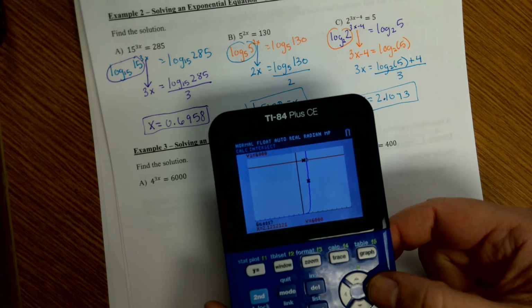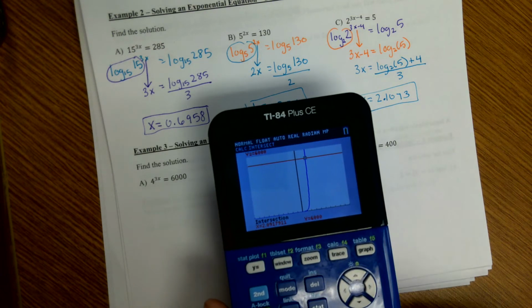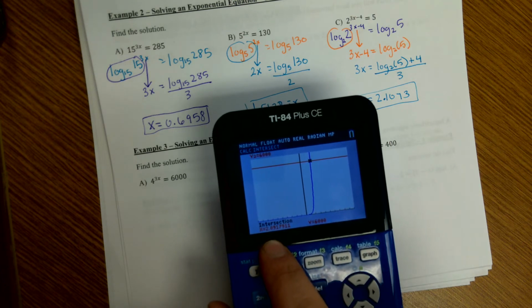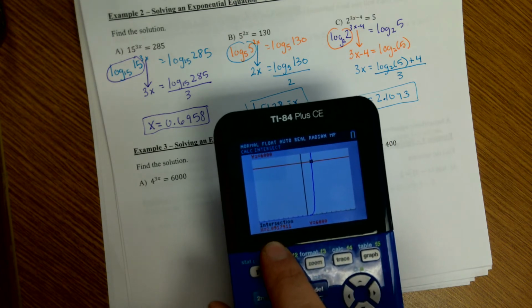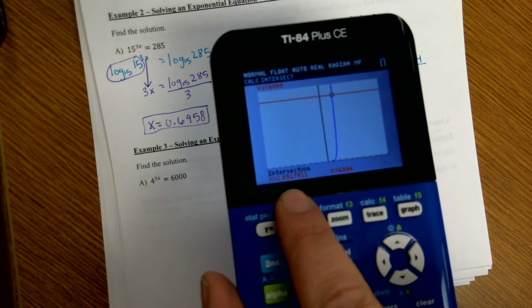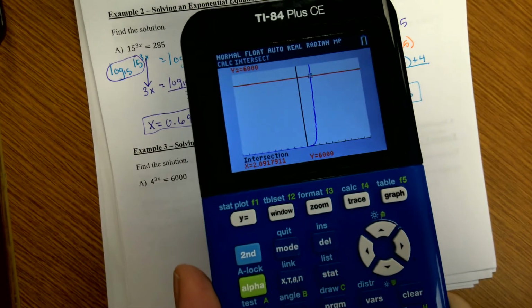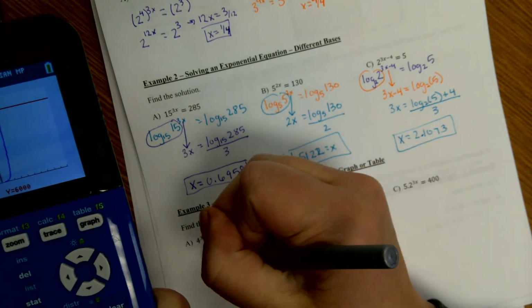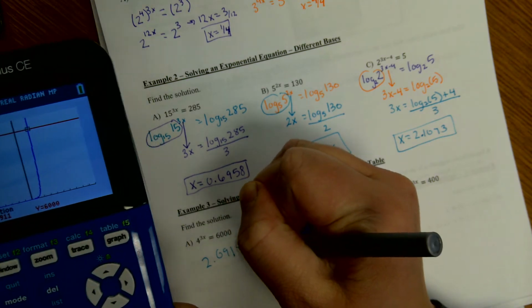So I would say this right here would be the guess. You can move that all around. The intersection would be x equal to 2.0918. So if you look again, your x value is right there. There we go. So write down, this would be 2.0918.